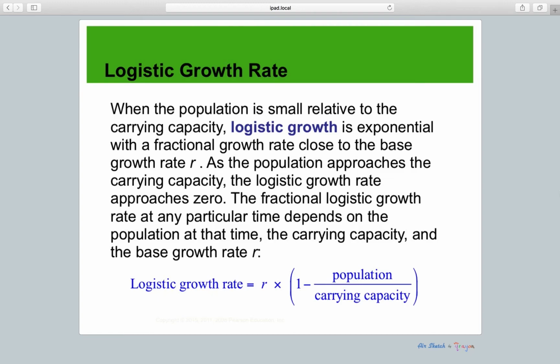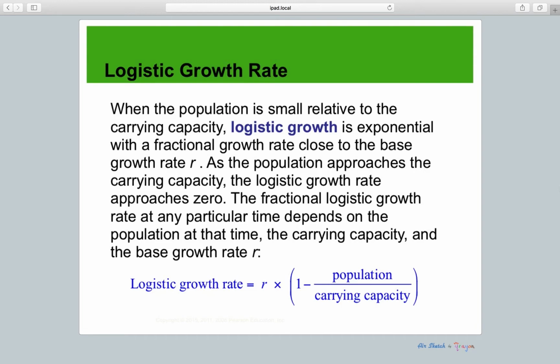The fractional logistic growth rate at any particular time depends on the population at the time, the carrying capacity, and the base growth rate R. So this is our logistic model, and the idea is that the logistic growth rate will be constantly changing depending on the population.